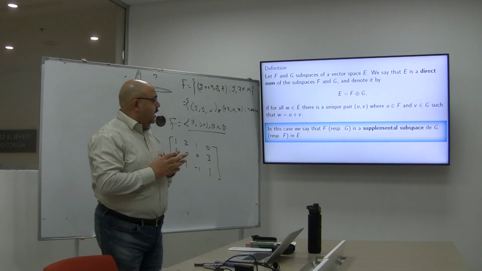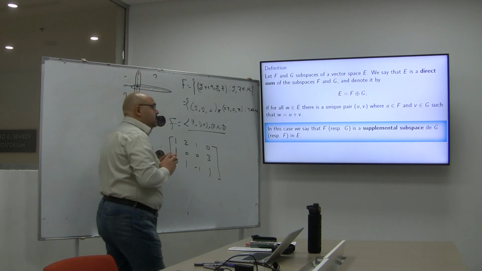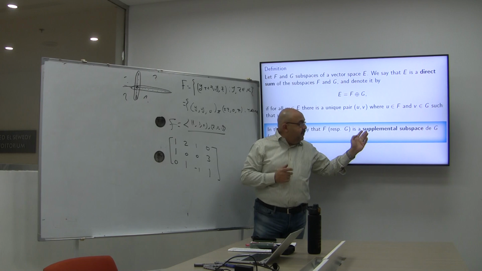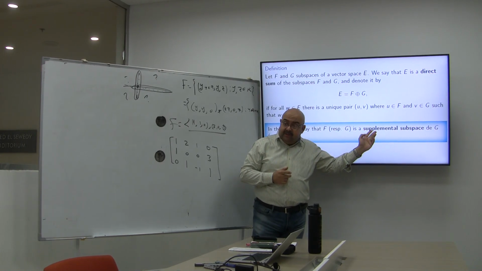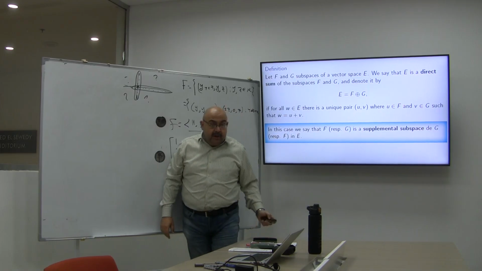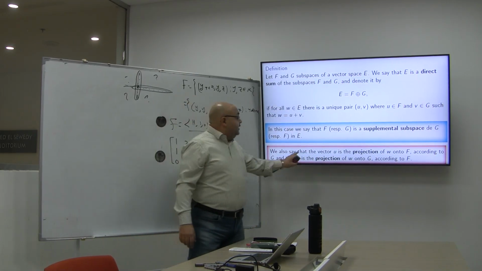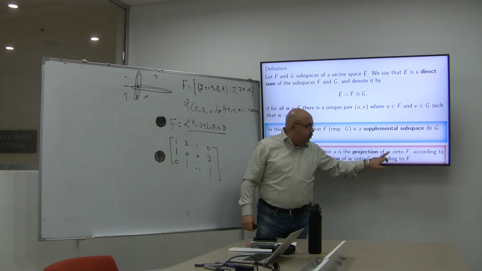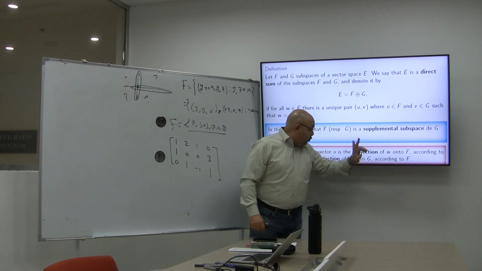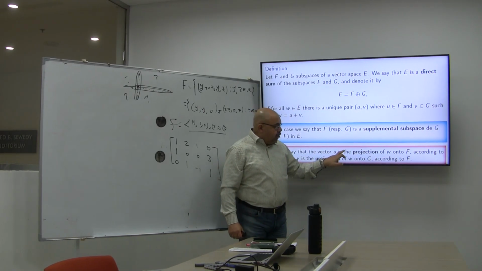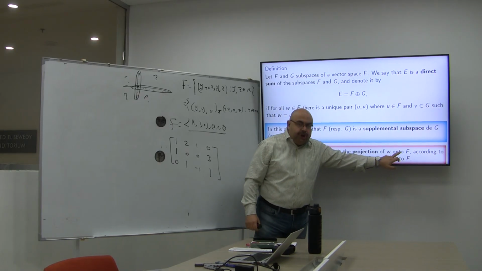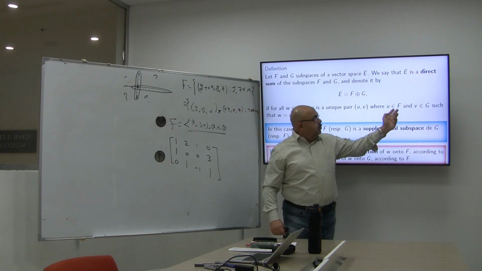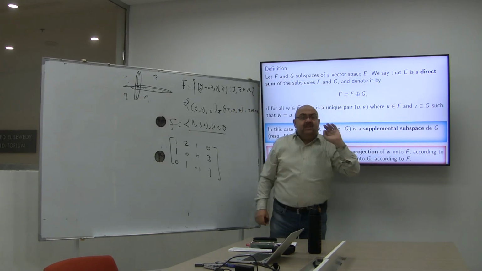In these statements, I would like you to take good care about these expressions, because if he says supplemental subspace, this is the meaning of supplemental subspace. It's related to the direct sum. Okay. We also say that vector U is the projection of W onto F. Of course, I can say V is the projection of W onto G, since U belongs to F and V belongs to G. So that's the meaning of the projections.